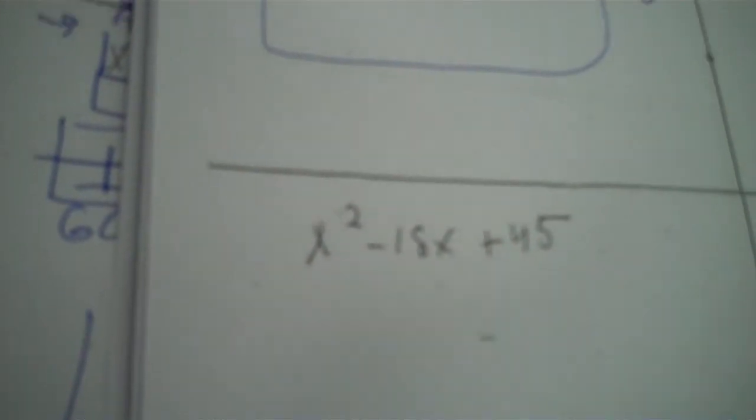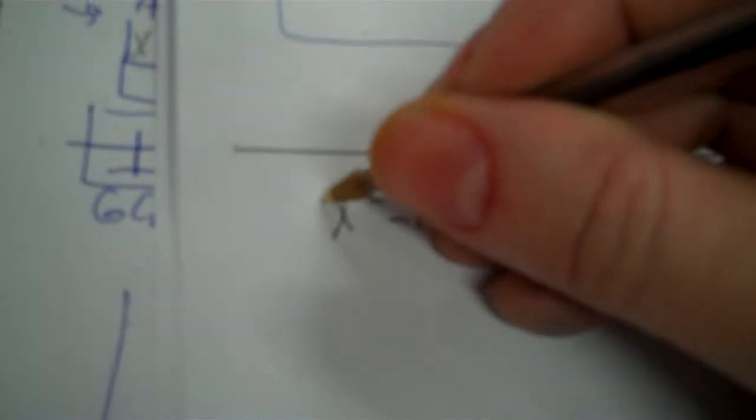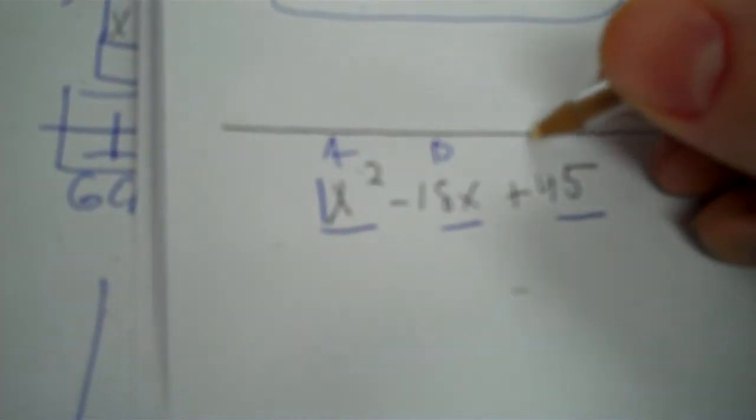Okay, x to the second minus 18x plus 45. So you got three terms, A, B, C. Well, I jumped the gun on that. First GCF, we'll do the ABC. You're supposed to do the ABC when you get to your table. No x, no negative, it's 1, okay?